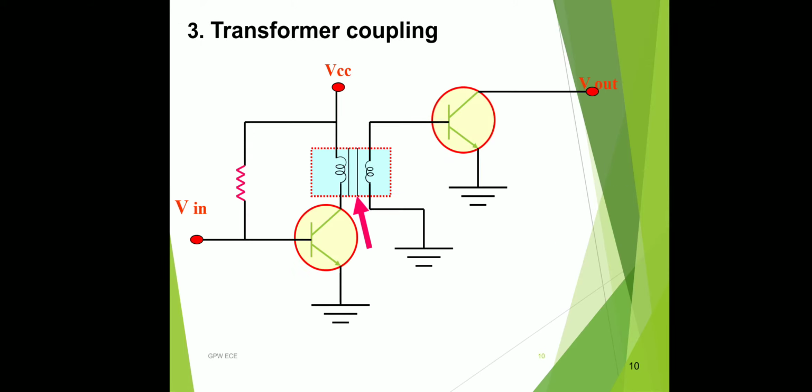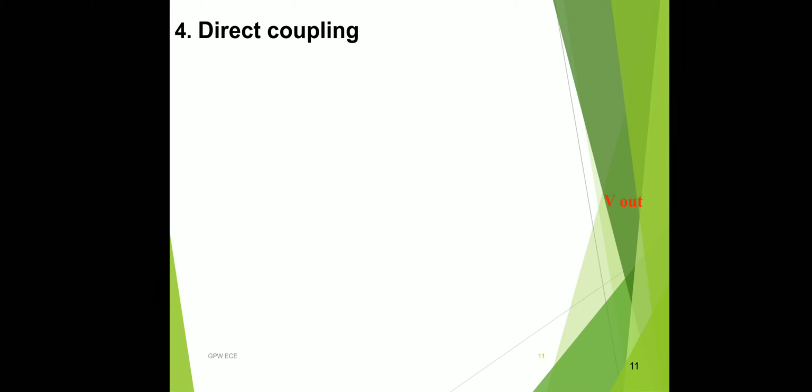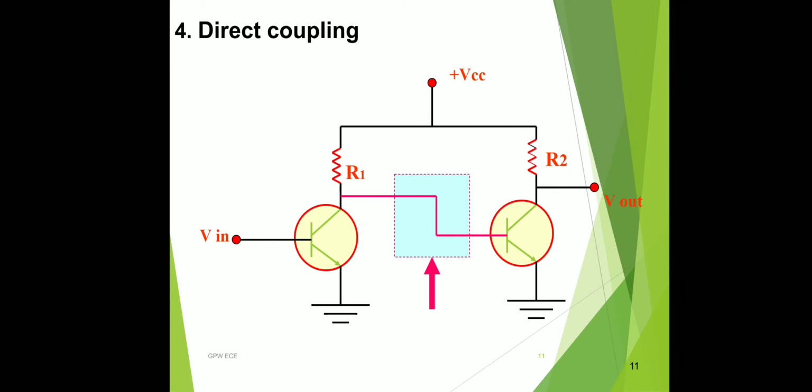Transformer coupling means the output of one stage and the input of the next stage are coupled through a transformer. The transformer is connected in between these two amplifier stages. That is called transformer coupling. And direct coupling means no additional devices are used to connect one stage with the next stage, so it is directly connected. It has some drawbacks, but it is a simple circuit. It is called direct coupling.